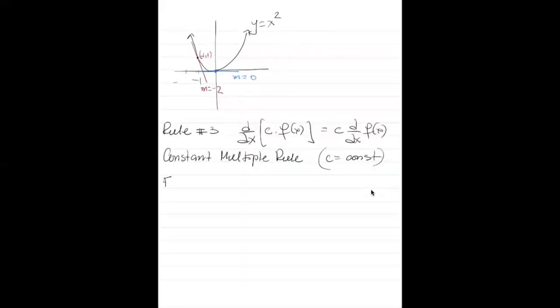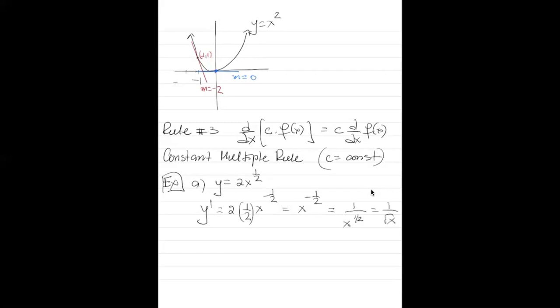So example A: if y is equal to 2x to the 1/2, we have this constant 2 in front of our function. So y prime is equal to that constant times the derivative of x to the 1/2. We are using the power rule. So 1/2, x to the 1/2 minus 1, negative 1/2. So that is x to the negative 1/2. We're using the same rule with the negative exponent. So 1 over x to the 1/2, which is 1 over square root of x.